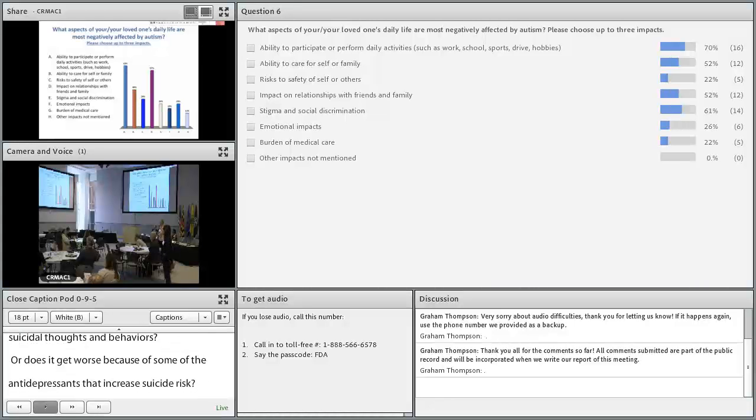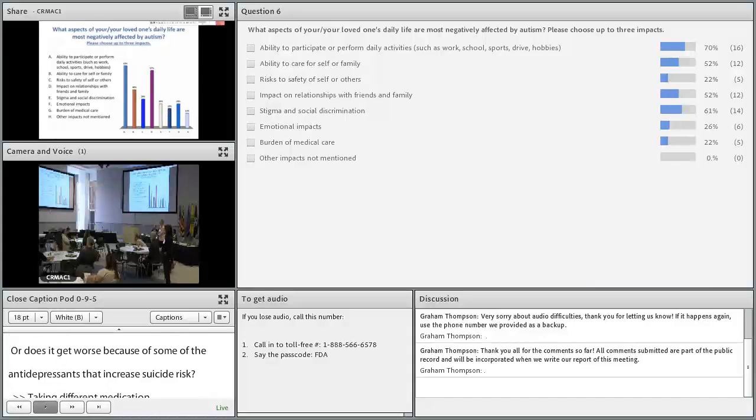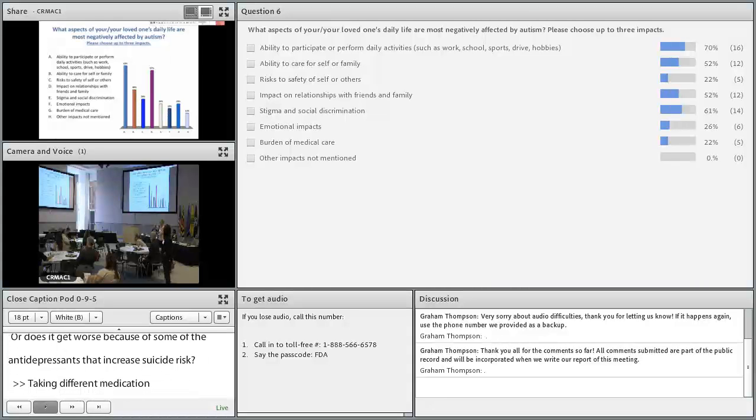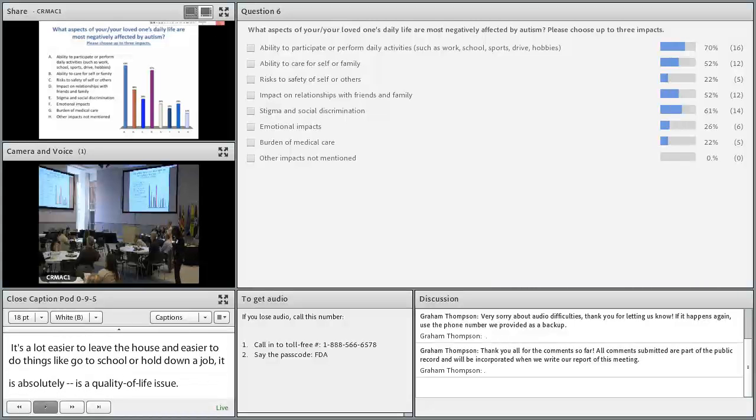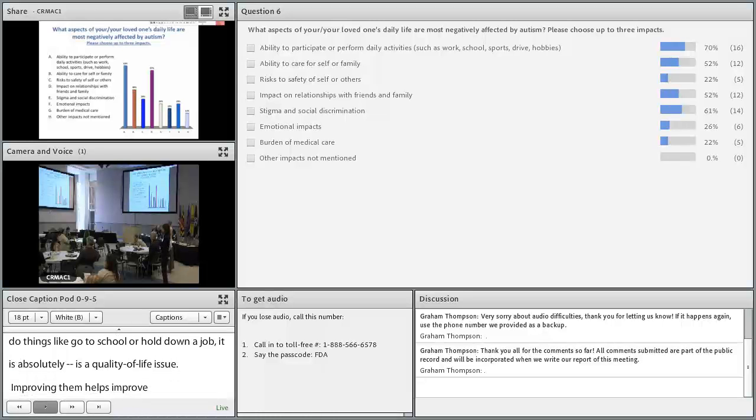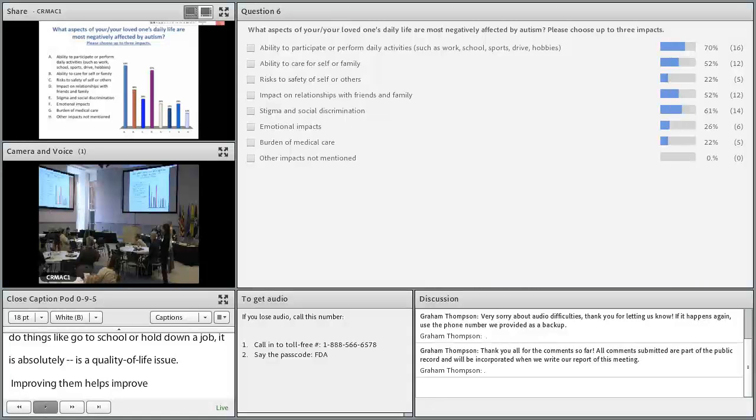I found that when my medication is working and I'm feeling less depressed and anxious, I'm more functional overall. It's a lot easier to leave the house. It's a lot easier to do things like go to school or hold down a job. Depression and anxiety are absolutely quality of life issues. And I think that improving them helps improve most of the difficulties associated, because you don't feel terrible. I don't know.